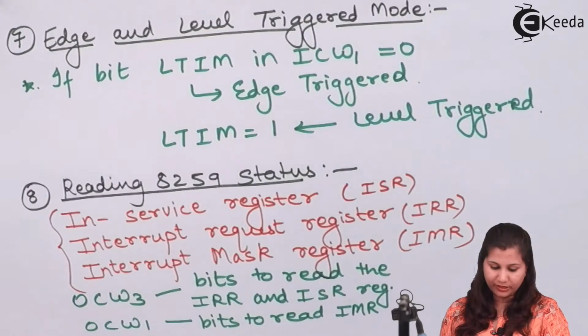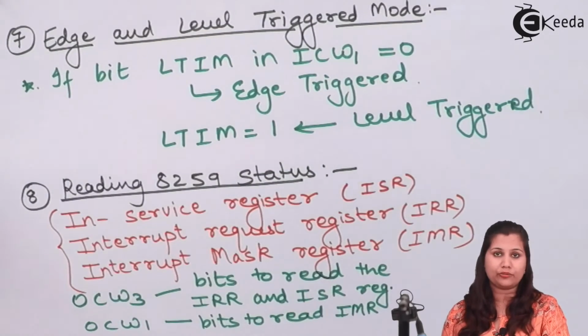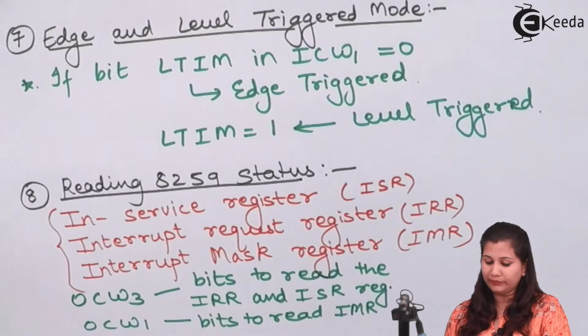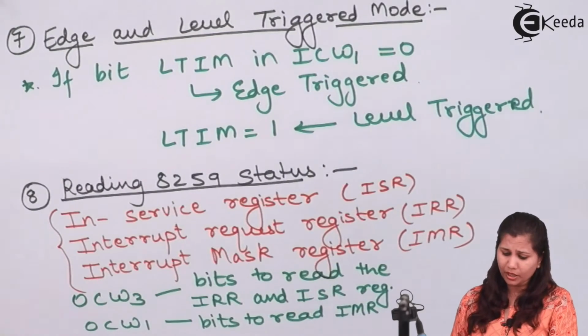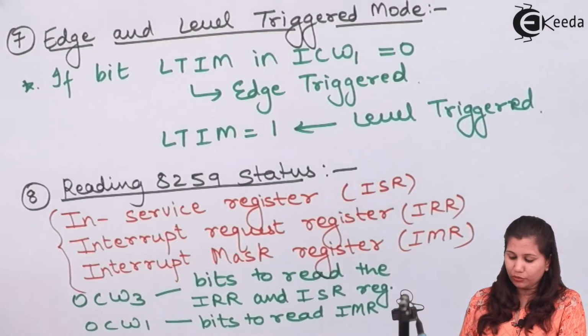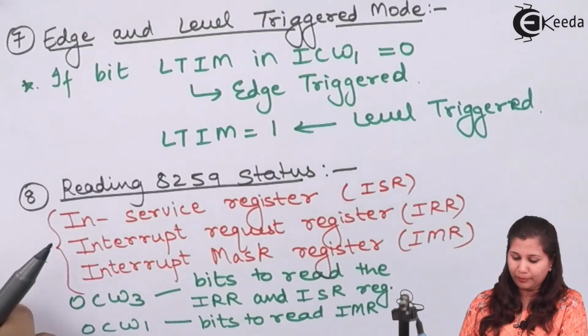Now this reading of the 8259 is possible only when the 8259 is working in the no hold mode. If it is in the hold mode, then this reading is not possible. So let us come to the next mode of 8259, which is the hold command mode.